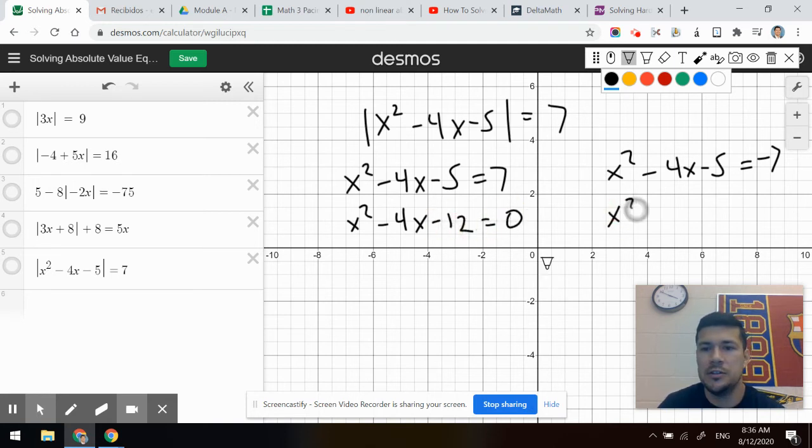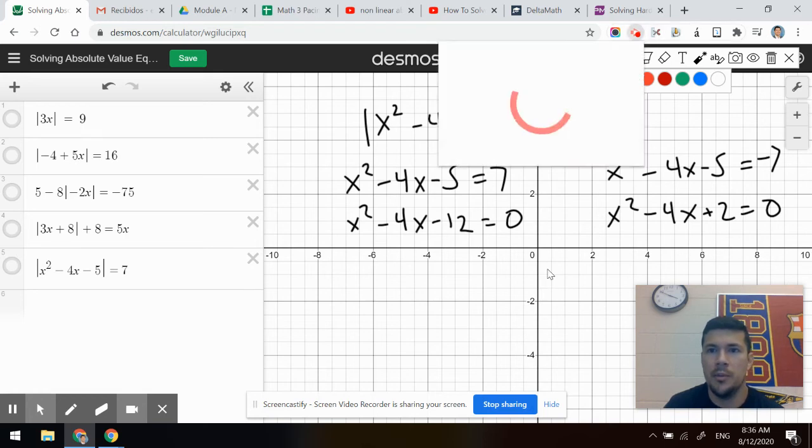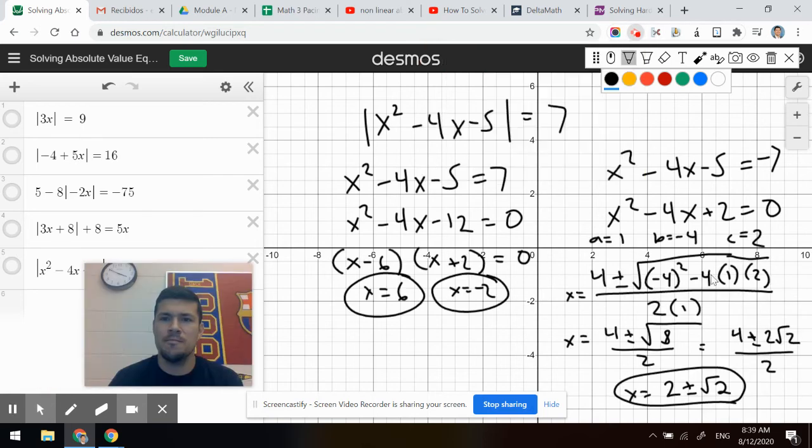And in this case, negative 5 plus 7 gives me plus 2. Let's see, add 7 to negative 5. I get plus 2 equals 0. So we're going to try to solve these. Let's see if this one will. How much time do we have left right here?